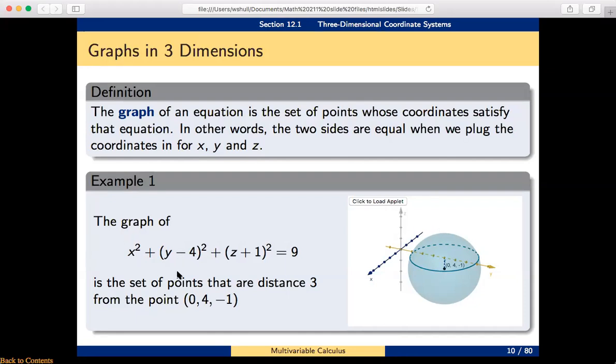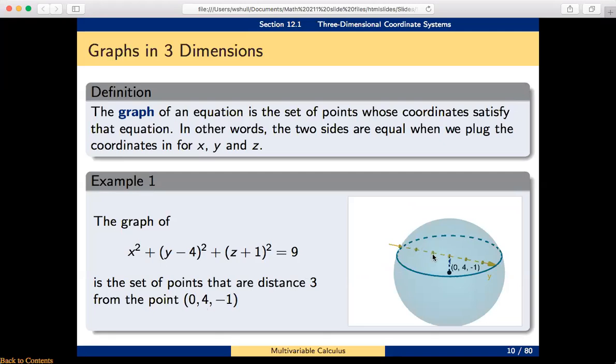Now, this expression that you see here is effectively saying that the distance from x, y, z to 0, 4, and -1 is 3. It's a 9 over here because there's no square root on the left, but this is the sphere of radius 3 centered at the point 0, 4, and -1. That's the definition of a sphere, just like would be for a circle in 2 dimensions. It's the set of all points with a specific distance from a specific point. In this case, that point is this point here, and the distance is 3.